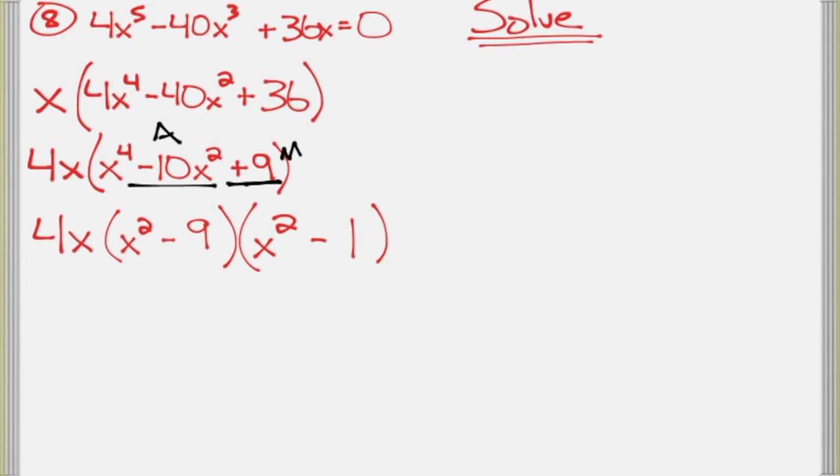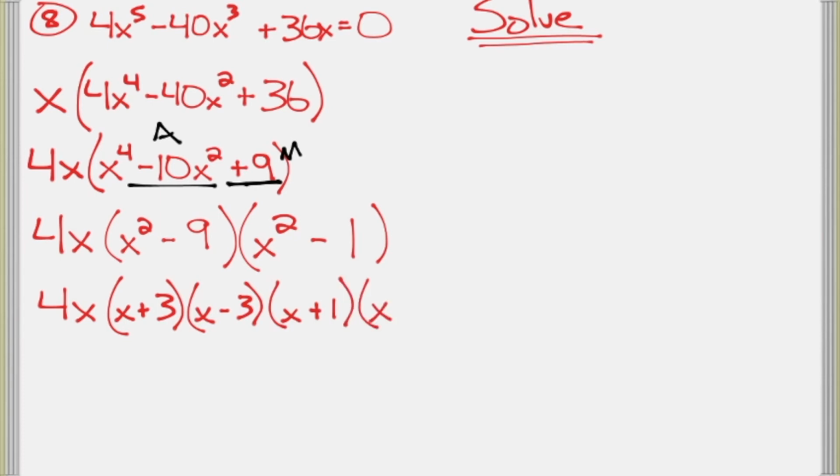Then we have two factors that we can hopefully quickly multiply out, because x squared minus 9 is going to be x plus 3 multiplied by x subtract 3. Then x squared minus 1 is going to be x plus 1 times x minus 1. Then all this is equal to 0. So right here, this line, this is fully factored.